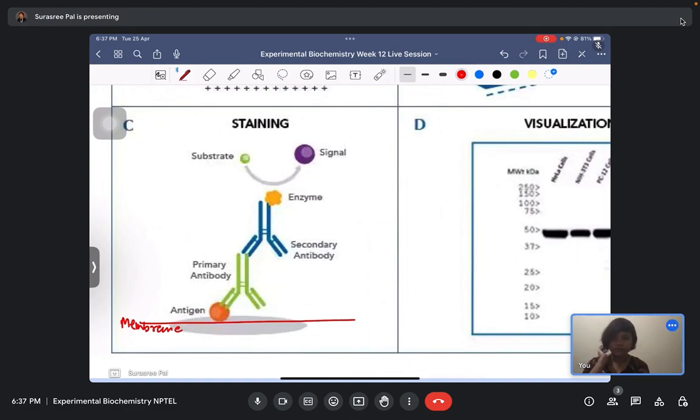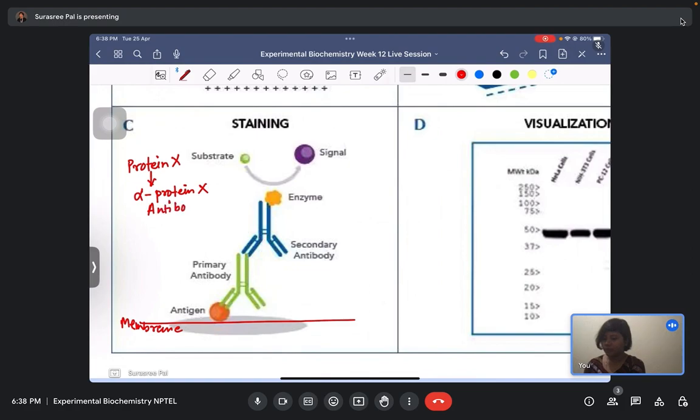Now this particular protein will be detected by an antibody. So why are we using an antibody? Because antibodies are very specific for the antigen. So if we design an antibody against our protein of interest, so suppose we have this protein X and we have an antibody which is designed against protein X, so an anti-protein X antibody or anti-X antibody, right?